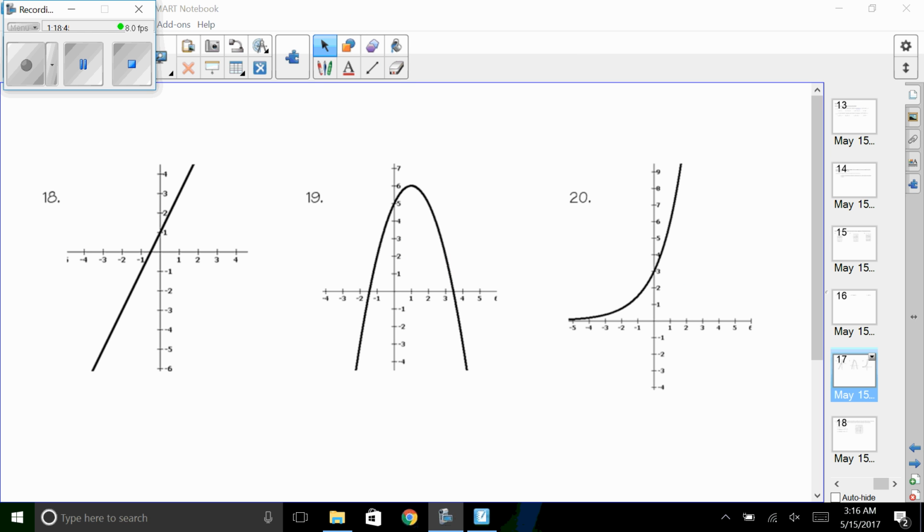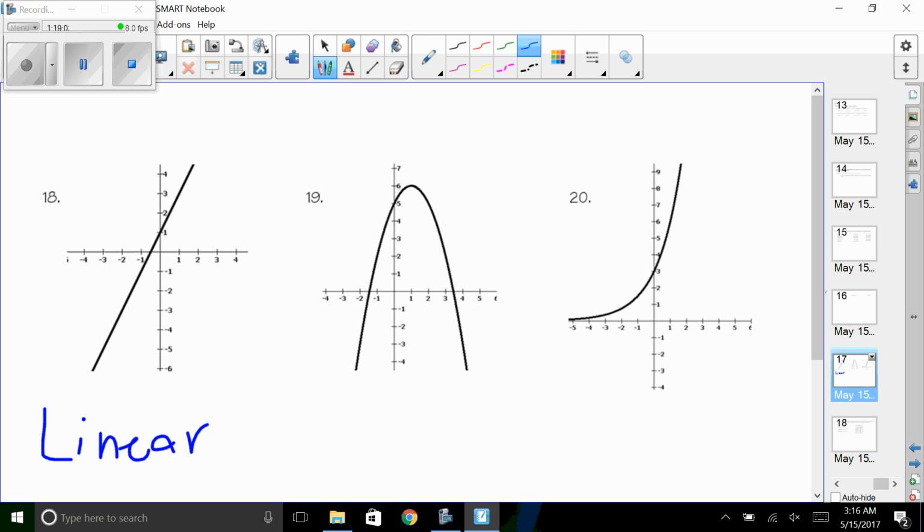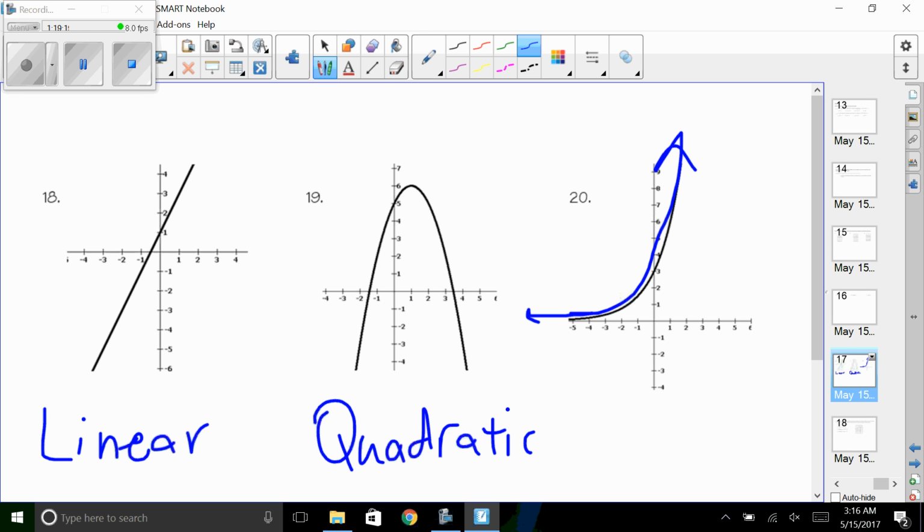Okay, now we're going to base our decision of which of the 3 they may be on the way they look. Number 18 has a constant rate of change, so that's going to be linear. Second one is a parabola, that's quadratic. And the last one approaches 0 but never crosses it, and then the rate of change changes drastically in the positive direction. That's exponential.